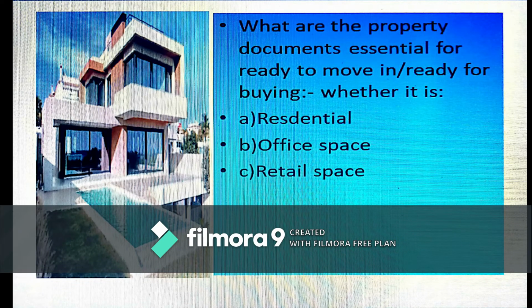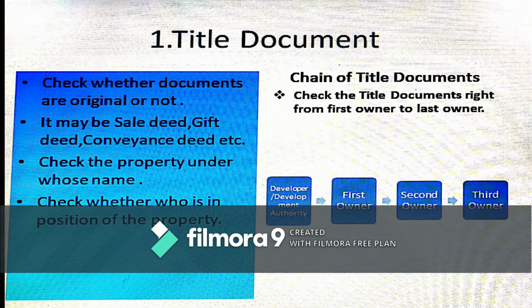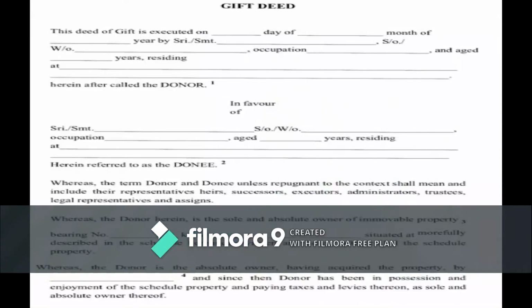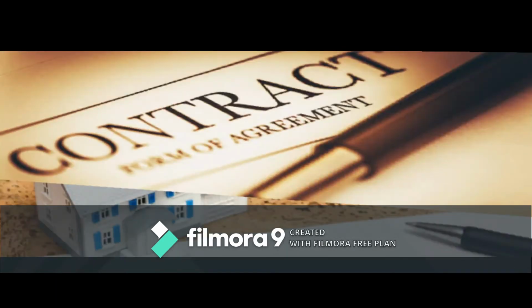What are the property documents essential for ready to move in or ready for buying, whether it is residential, office space, retail space, industrial, land, or specialty? Title document: check whether the documents are original or not. It may be sale deed, gift deed, conveyance deed, etc. Check the property under whose name. Check who is in the possession of the property.